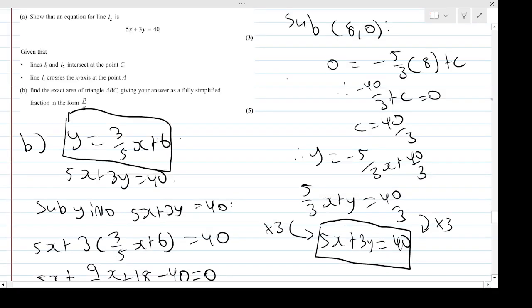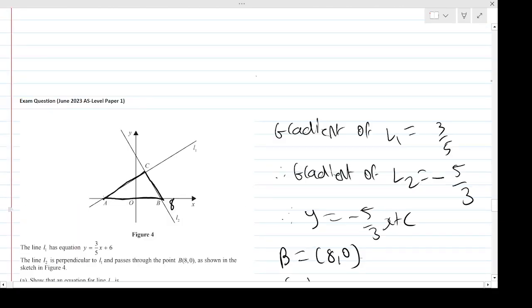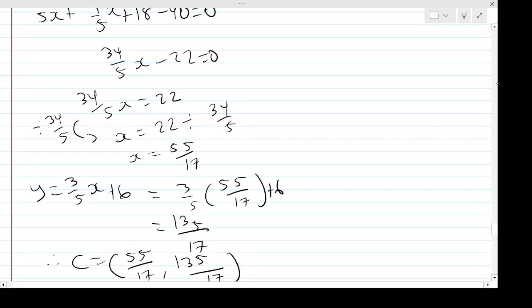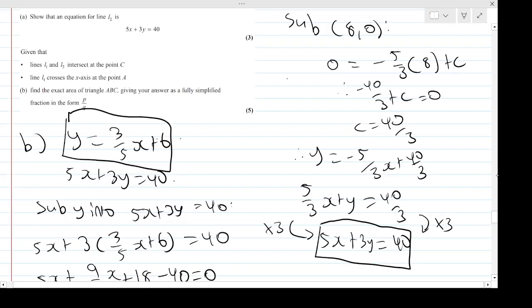So we know A is on the x-axis, so y will be 0. Okay, well then, how do I find the x-coordinate of A? Well, I know that A, as you can see, lies on L1 there. If it lies on L1, I know the equation of L1 is this, so I can substitute that point A into that equation. So I'm going to sub x, 0 into y is 3 over 5x plus 6. I believe that's the equation, right? Yes, okay.